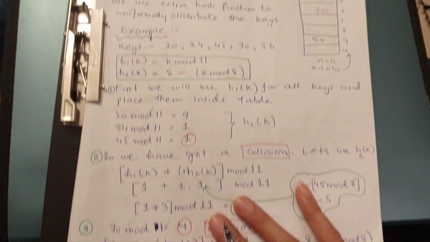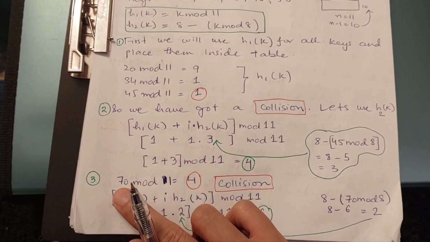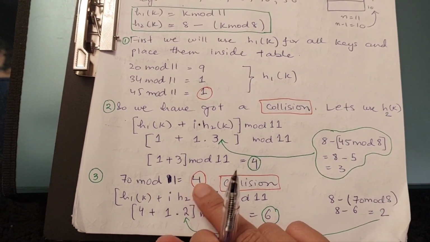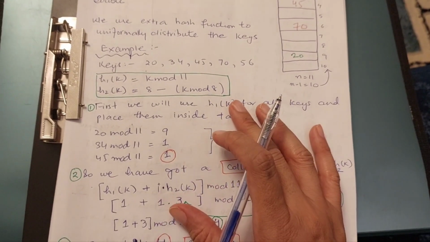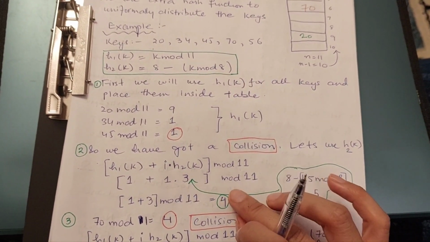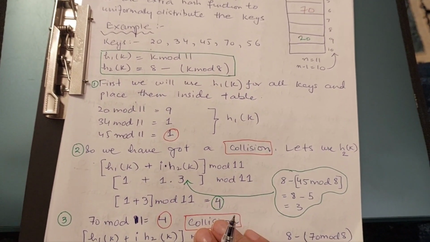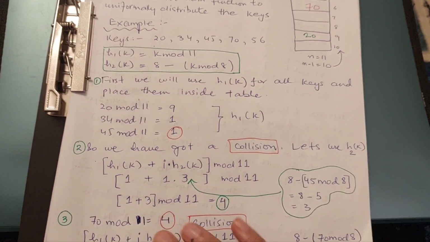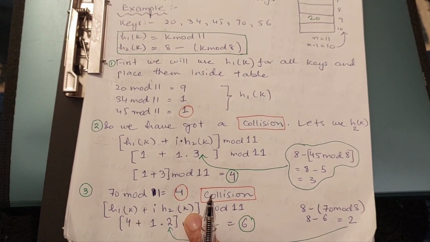Okay, so now let's go on to the next key, which is 70. When I calculate 70 modulus 11, I get 4. And you know that this is a collision, because on location 4 I have just stored the previous entry which I just resolved. So I cannot store any other entry onto location 4. So in order to resolve this collision, I will again use the double hash function.